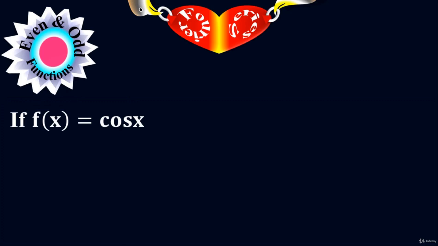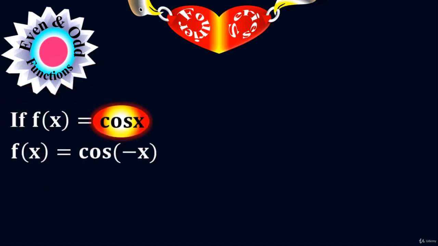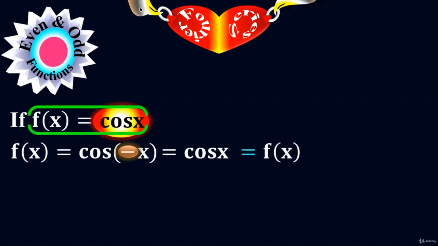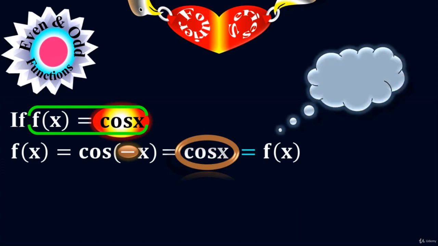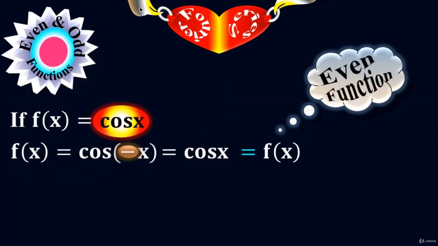But what if the function f of x equals cos x? If I multiply the variable x by minus, according to the trigonometric rule, cos minus x equals plus cos x, which equals my original function f of x. I have a function cos x, and when I multiply the variable x by minus, it equals plus cos x, which is my original function f of x. Therefore, it is an even function. So cos x is an even function here.